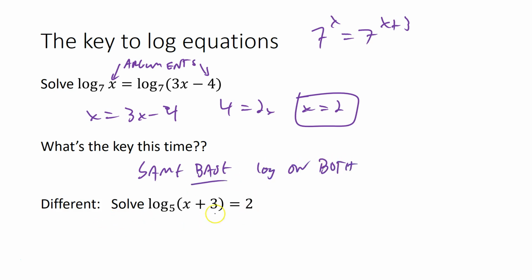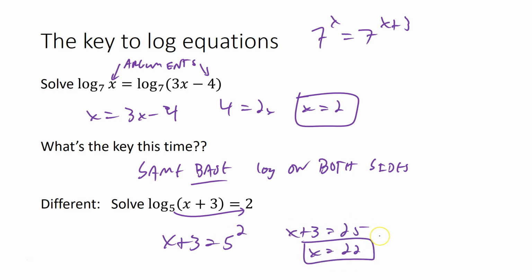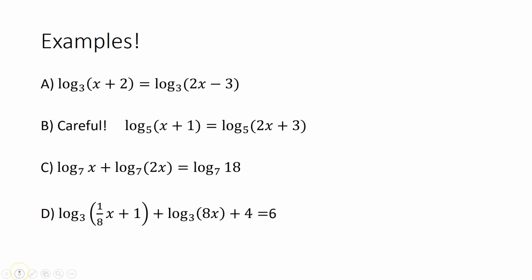Sometimes people see a problem like this down here that's a little bit different, and they try to just set things equal, but this is a different problem. You're going to snowman bump this, right? So you're going to bring the 5 over, so we have x plus 3 equal to 5 squared. X plus 3 is 25, so x is 22. Okay? So log on both sides, set the arguments equal to each other. If you have a log on one side, bump it.